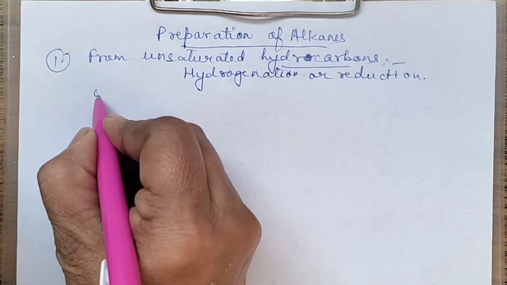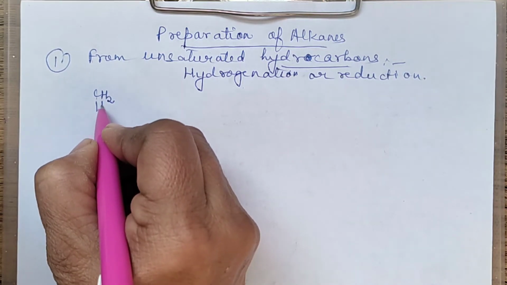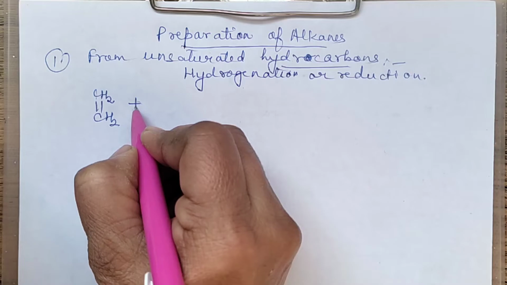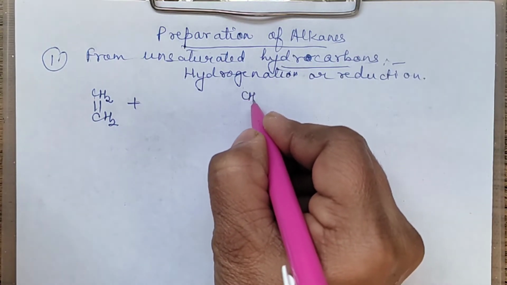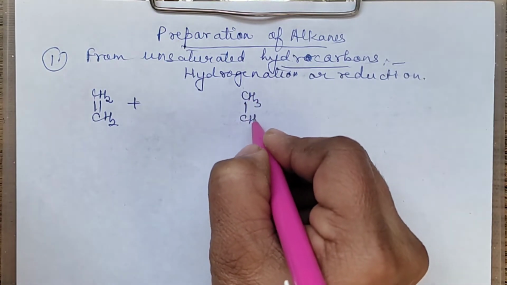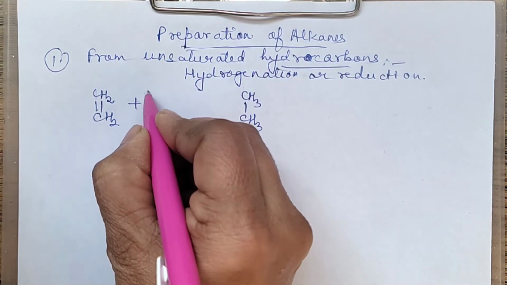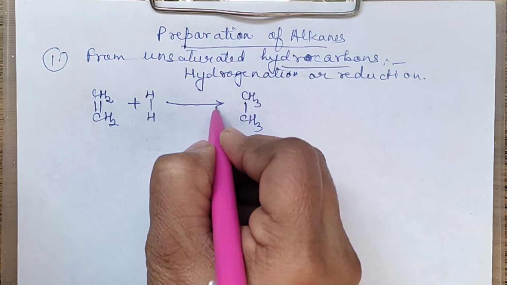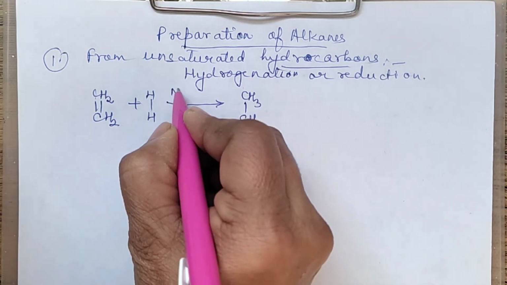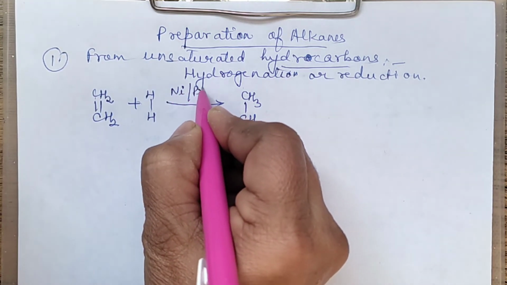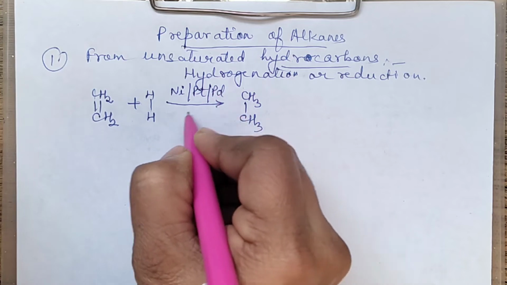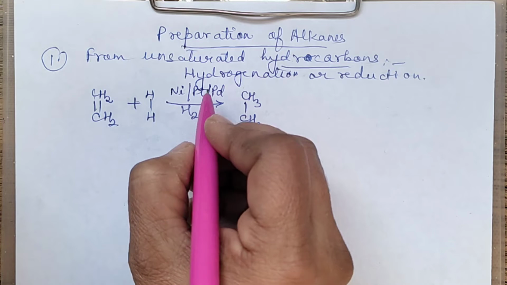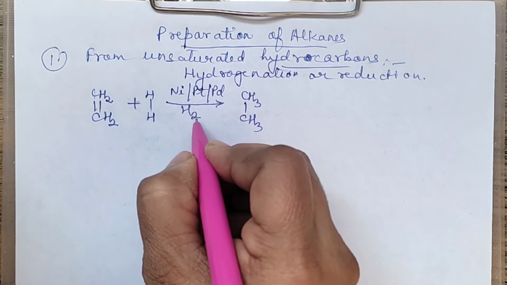So suppose you take alkene, say we are taking ethene, the simplest alkene. So to get alkane, that is ethane, we need to add one hydrogen to it. That means one H2 can be added to it, and the catalyst which we use here is nickel, platinum, palladium in the presence of hydrogen. So hydrogen I have shown you here. Okay, so nickel, platinum, palladium and hydrogen, right?